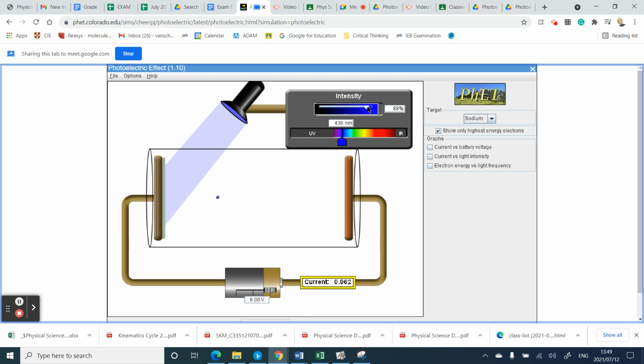What happens if I increase the intensity? If nothing was happening, nothing will still happen, because that means there's not enough energy to even emit one electron. So it doesn't matter how I change the intensity, nothing is still going to happen. But if electrons are being emitted, then if I increase the intensity, I am sending more photons, so I will have more electrons, and my current will go up. But my energy isn't changed.